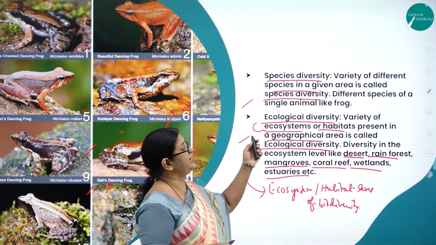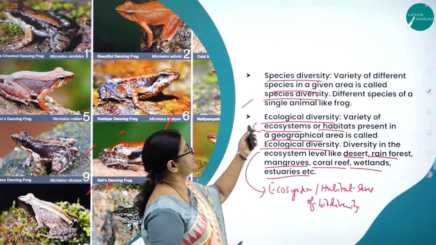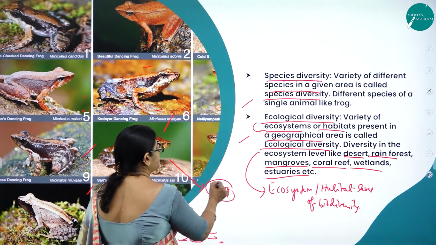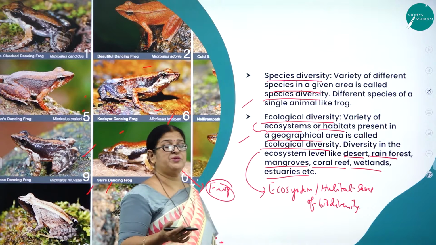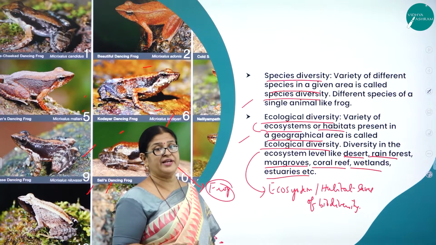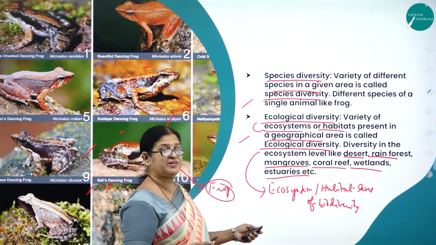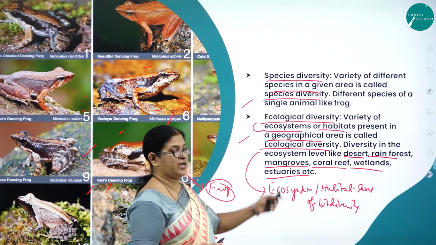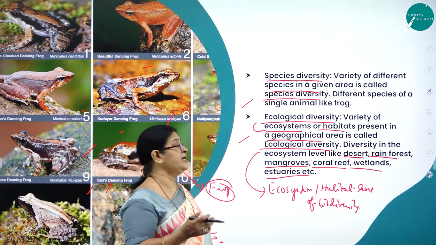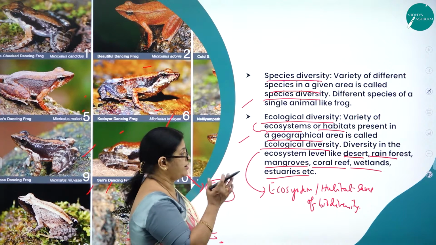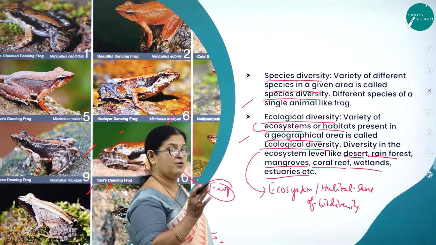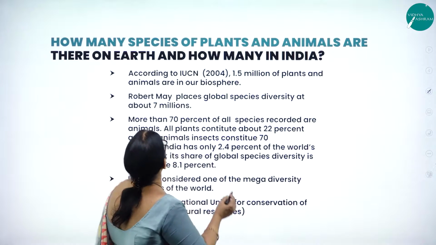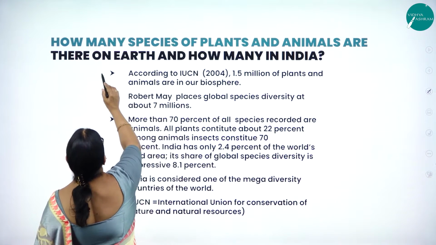So what is species diversity? Variety of different species in a given area is called species diversity. And we can take a classical example of the one species of frog, where varieties of species of frog are found in a particular area, like we can take the Western Ghats. Then ecological diversity, variety of ecosystems or habitats present in a geographical area is called ecological diversity. So diversity in the ecosystem level, like the desert or rainforest, mangroves, coral reefs, wetlands, estuaries, etc. forms the ecological diversity.